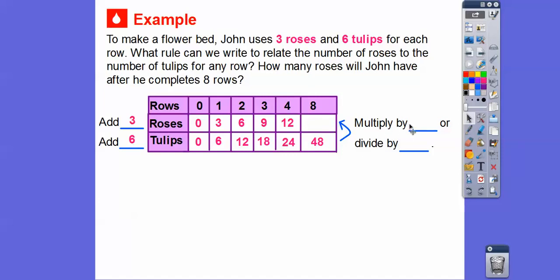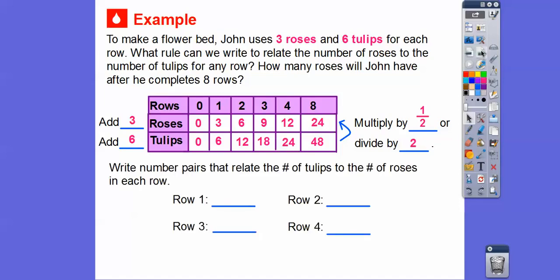So we multiply by 1/2 or we divide it by 2, okay? So if we take 48 and divide it by 2, we'd get 24. If we did 48 times 1/2, that would also get us 24. Multiplying by 1/2 is the same as dividing by 2. So when we do that, we get 24 right there. Okay, let's answer the questions here.